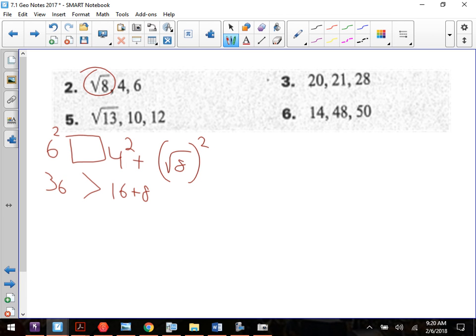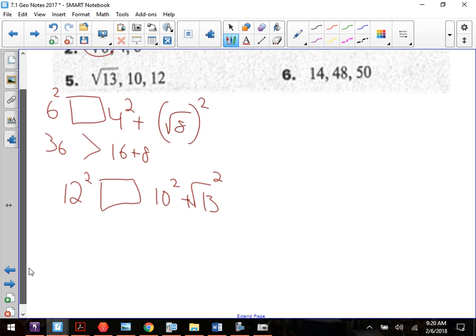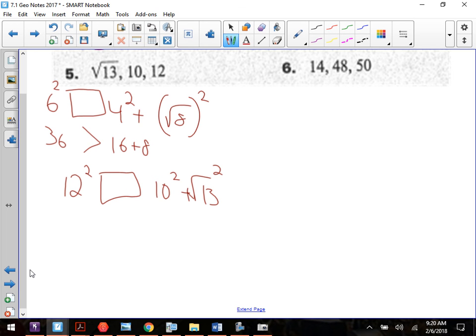Just write this down. Same thing with the root of 13. Is 12 squared, 10 squared, and the square root of 13 squared. Well, that's 144 and 113. So is it bigger or smaller? So it is obtuse. Okay.